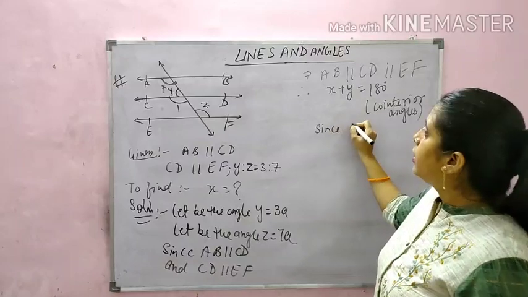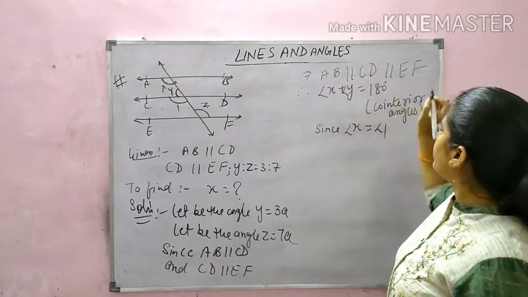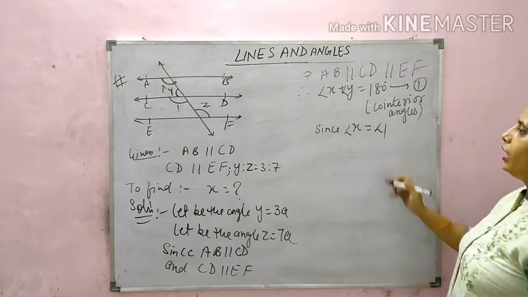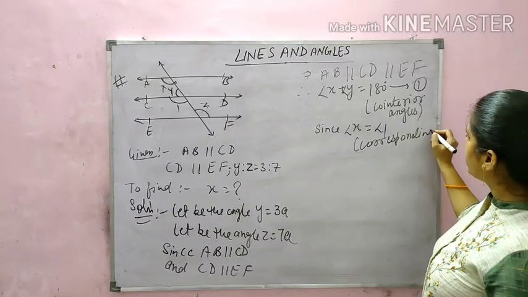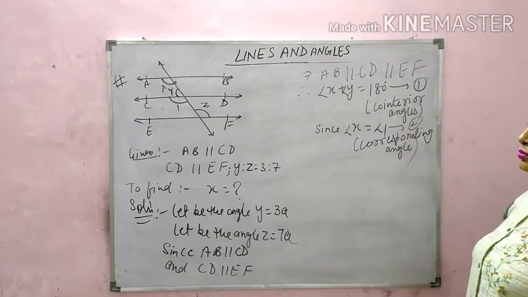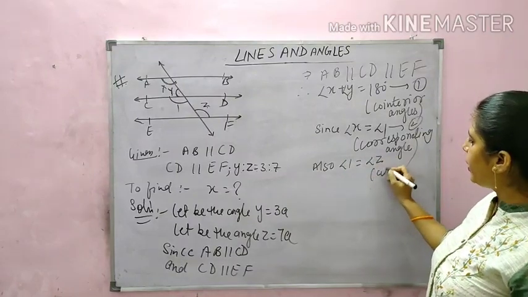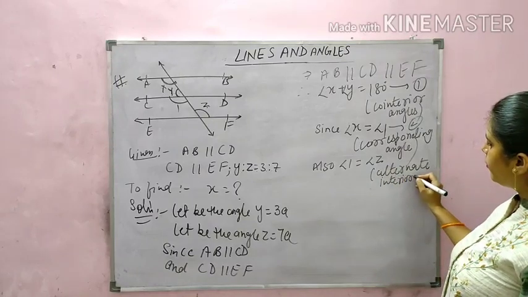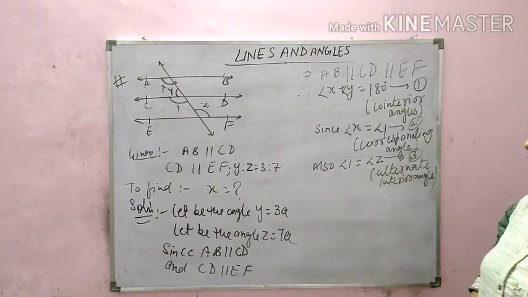Since angle x equals angle 1, I am writing it here, and assume this as equation number 1. Now, angle x equals angle 1, which type of angle? Corresponding. This is our equation number 2. Also, angle 1 equals angle z. Which type of angle? Alternate interior angle. This is our equation number 3.